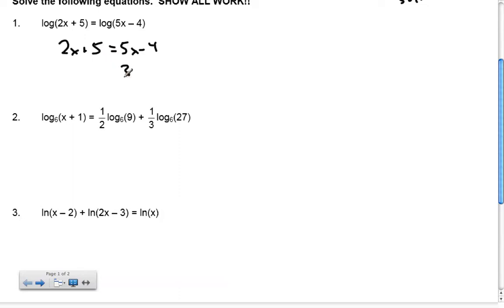Okay, subtract 2x from both sides, add 4 to both sides, and solve. X is equal to 3.